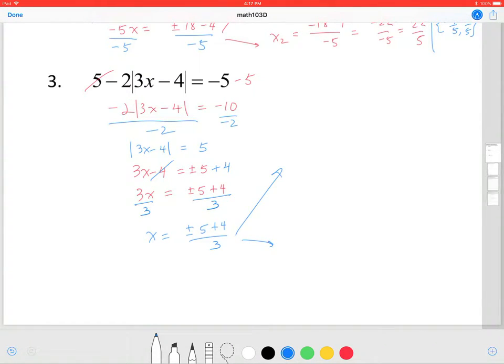Again, that should give us two solutions. x1 is positive 5 plus 4 over 3, or 9 over 3, or positive 3. Second solution, negative 5 plus 4 over 3, or negative 1/3. So let me write my solution: x1 is equal to 3, x2 is equal to negative 1/3. In roster form, 3 and negative 1/3.